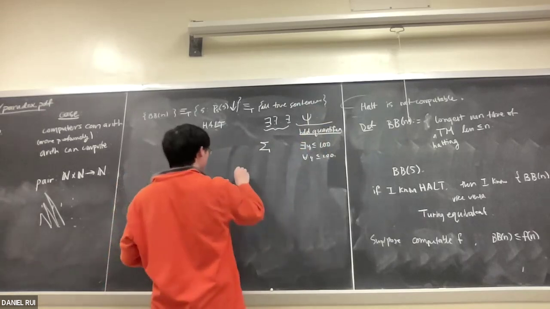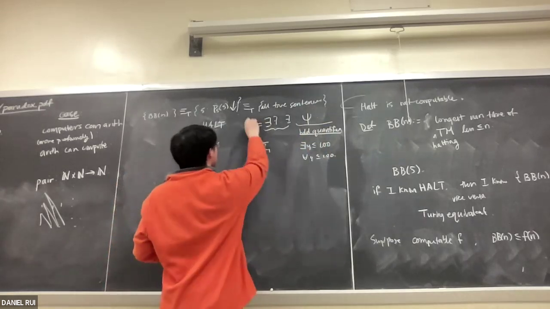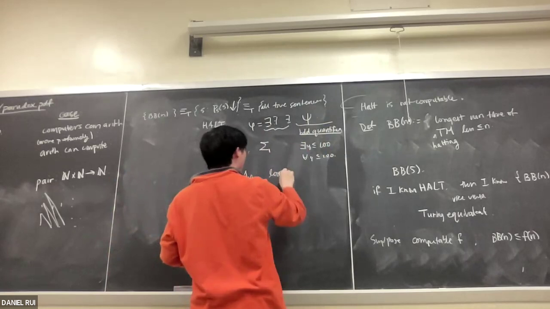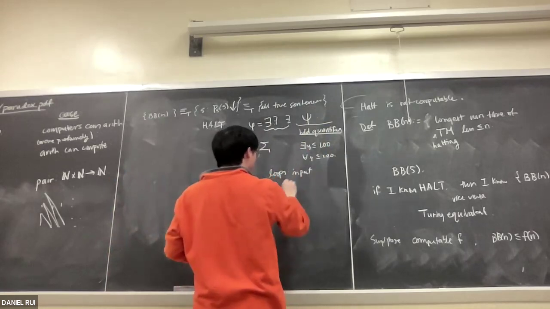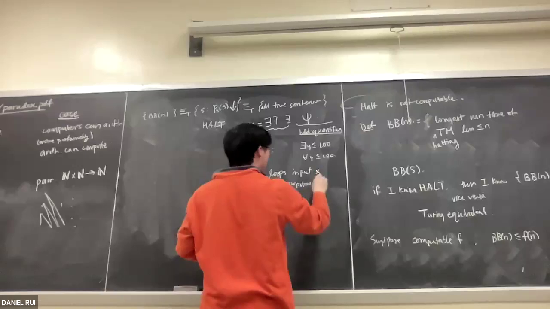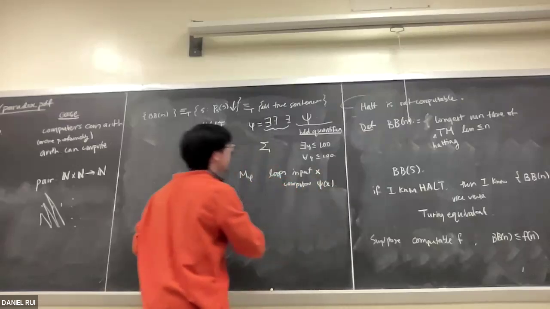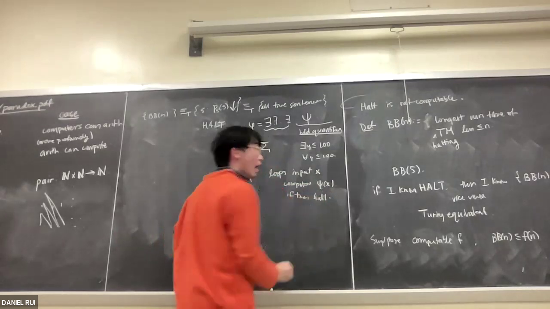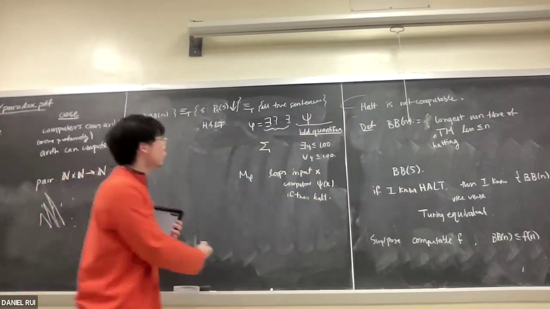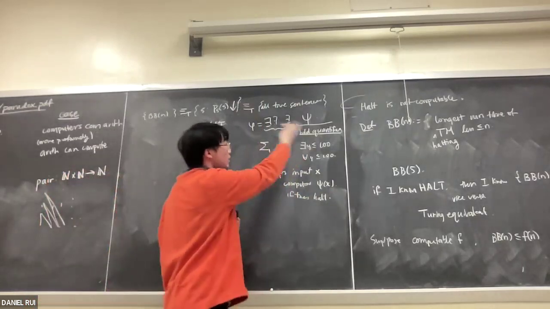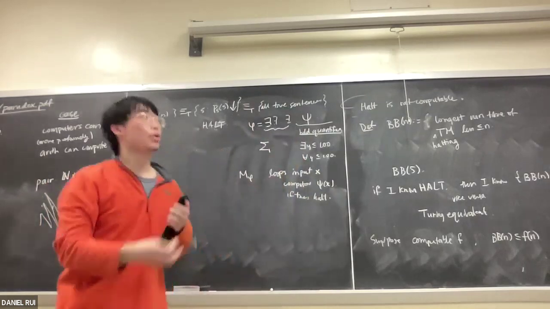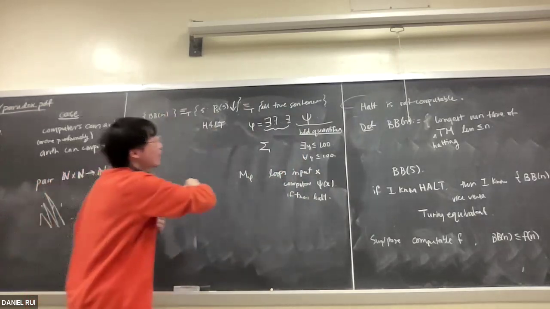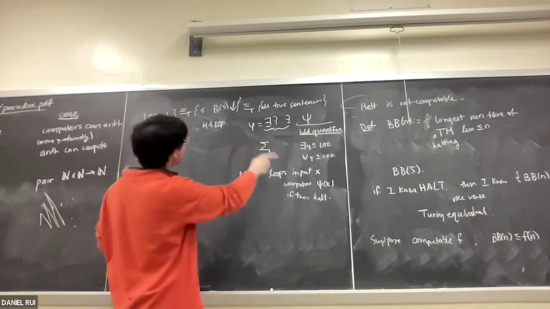So I can define the machine M sub phi that loops through inputs, computes phi of x or psi of x, and then if true, I halt. And if it's not true, then I run forever. So the halting of this machine completely determines whether or not this is true. So if I knew the halting set, or if I knew the Busy Beaver numbers, then I could determine arithmetical truth.